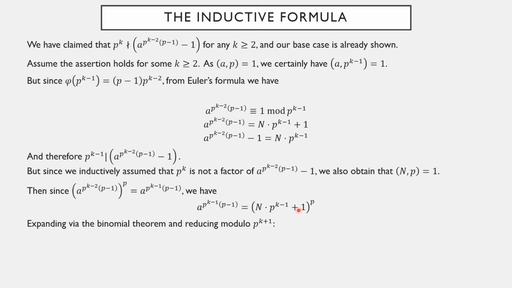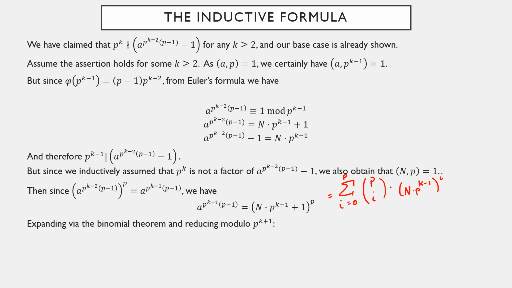Now, when you expand all of this out with the binomial theorem, what you'll end up with is the sum as i goes from 0 to p of p choose i times n times p to the k minus 1 to the ith power, times 1 to the p minus ith power. And of course, 1 to the p minus ith power is not really important, so we don't really need to put it there. But here is our expansion.